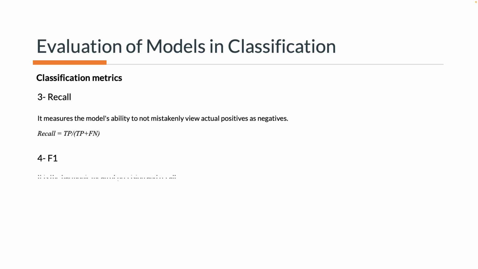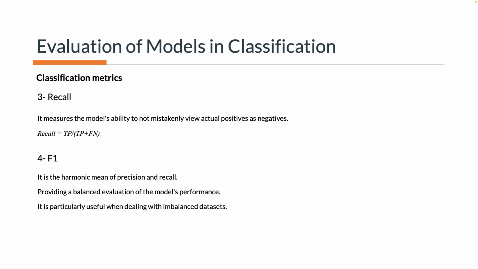The last metric is called F1. It is the harmonic mean of precision and recall and provides a balanced evaluation of the model's performance. It is useful when dealing with an imbalanced dataset. For example, if in a given dataset 10% are true positives and 90% are, for example, false negatives, then recall and precision may not be accurate. So we use F1 to give a more accurate estimate of the performance of the model. F1 is calculated as 2 multiplied by precision multiplied by recall, divided by the sum of precision and recall.